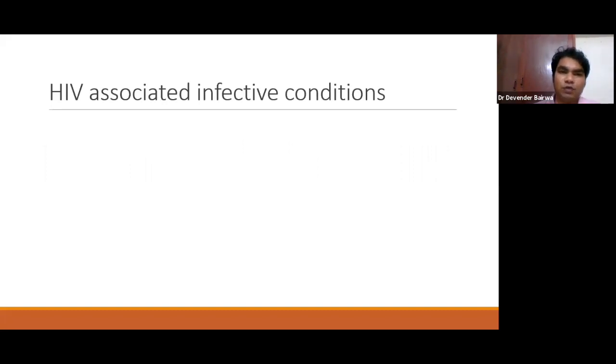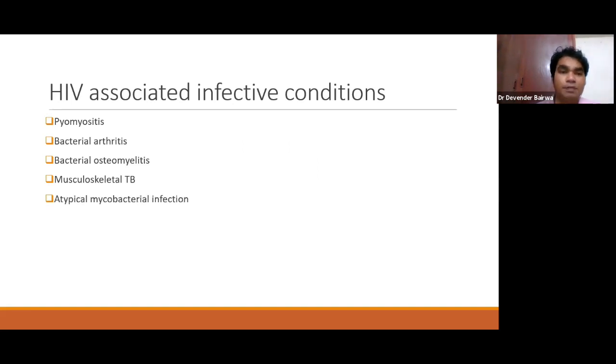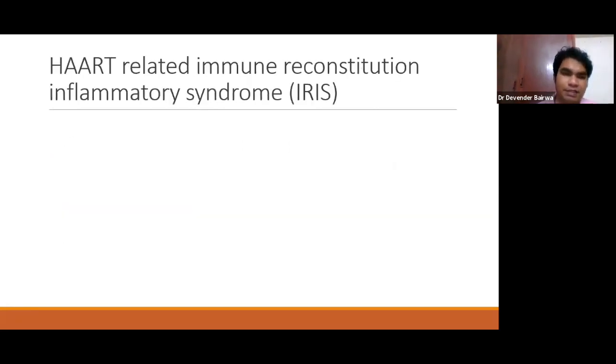Now coming to HIV-associated infective conditions of the musculoskeletal system. What we can see there: pyomyositis, bacterial arthritis, bacterial osteomyelitis, musculoskeletal TB, more common in HIV people, atypical mycobacterial infection, bacillary angiomatosis because of Bartonella henselae, then fungal infection and parasitic infection. So all these can be seen there.